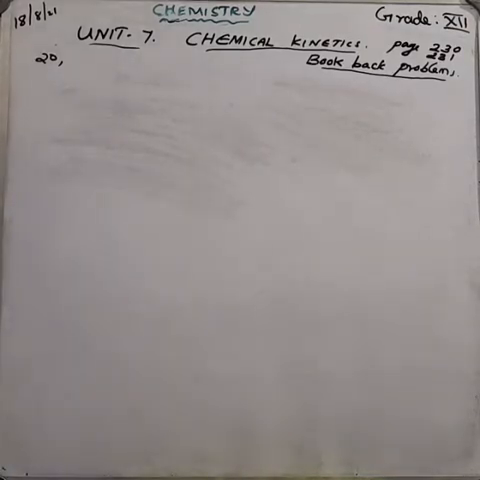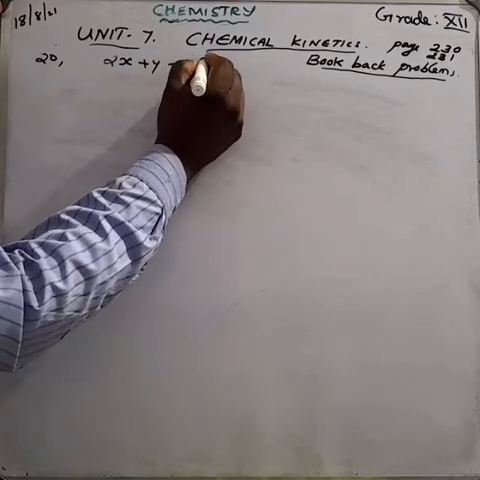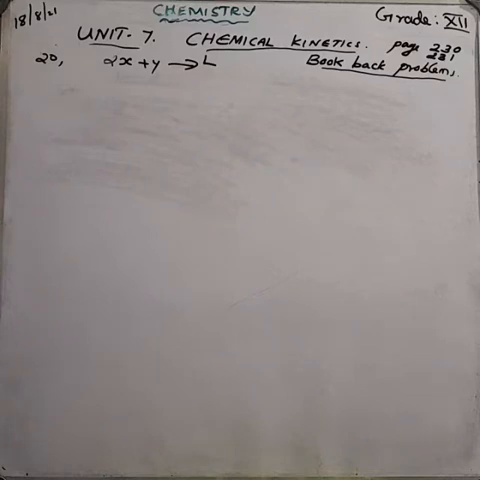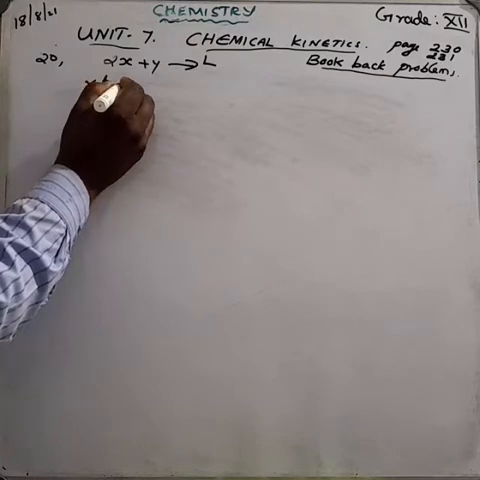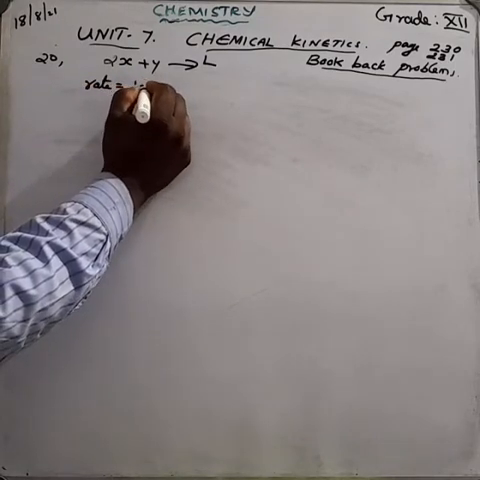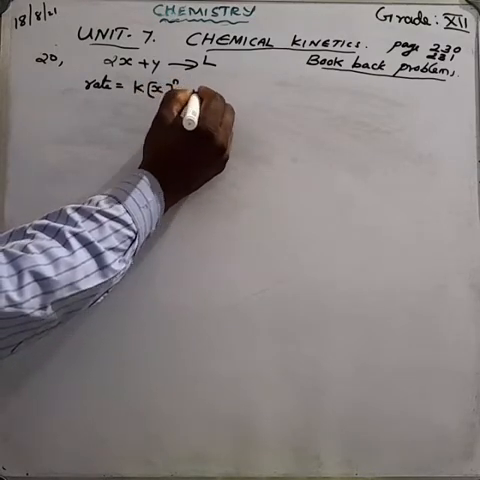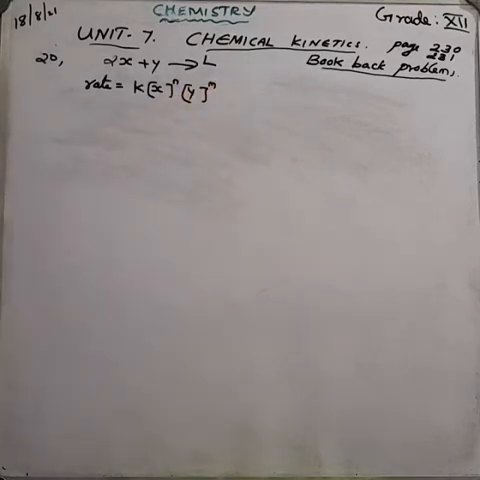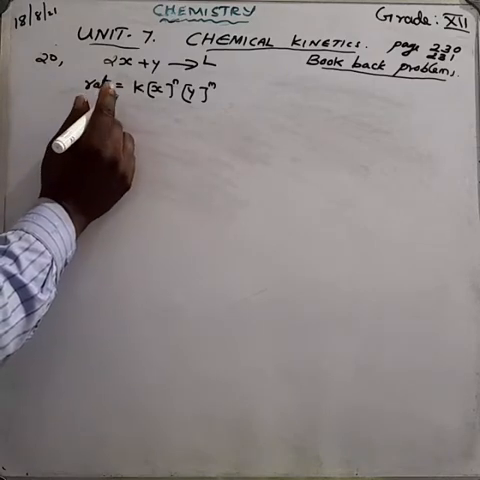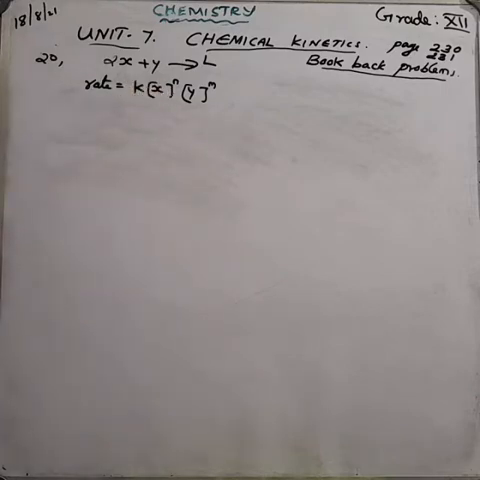So we have to write the rate for this equation. What is the equation? 2X plus Y gives L. Now, rate is equal to k into concentration of X power n, concentration of Y power m. Rate is equal to k into concentration of X power n, concentration of Y power m.